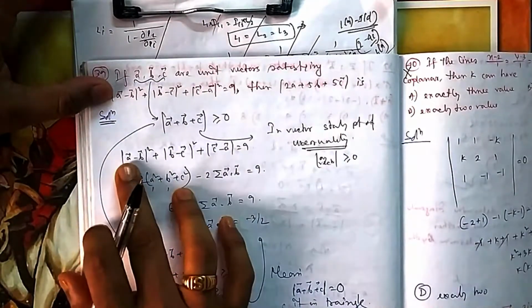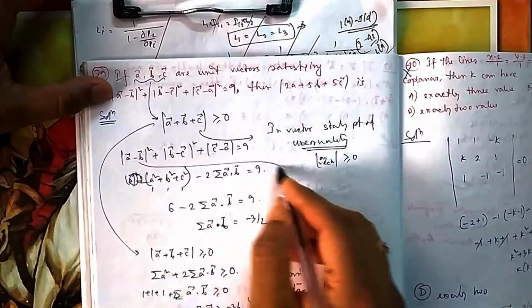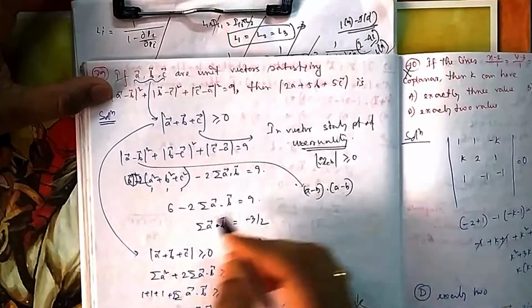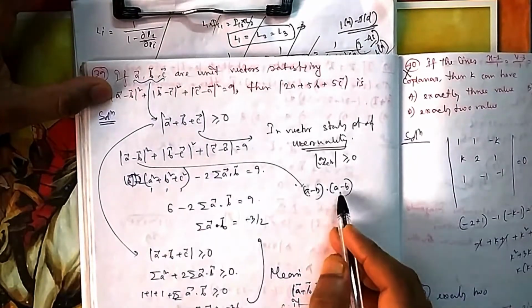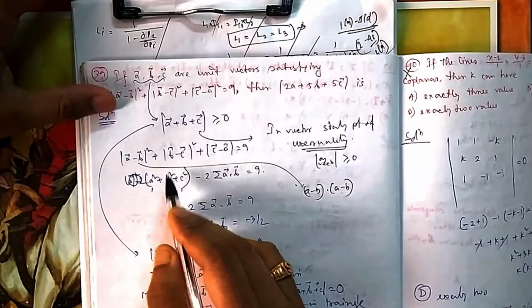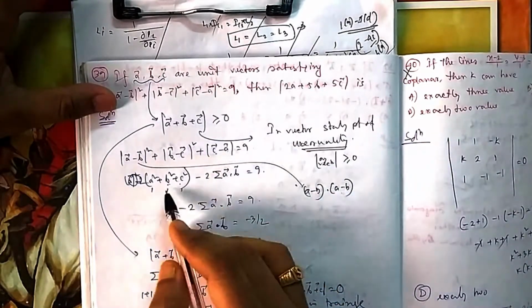So this one, what you can do, it is A minus B whole square. You have already seen it is not exactly A minus B whole square, it is A minus B dot A minus B. If you do it, it comes to A square plus B square minus 2A dot B. So that's what I am writing: A square plus B square. Here also you will get B square plus C square. Here also you will get C square plus A square.